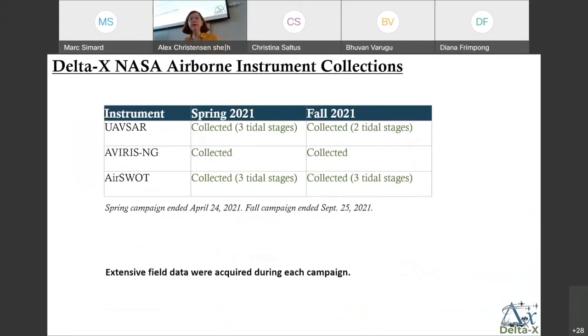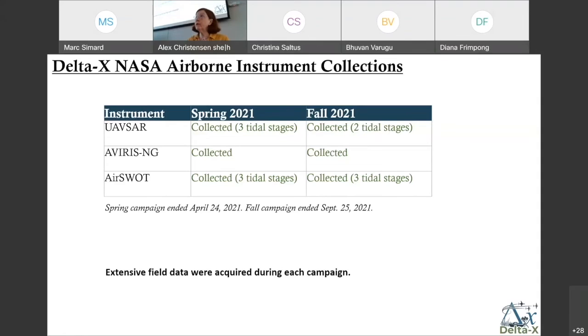So as Mark said, we collected data from 2 campaigns, the first in spring of 2021 and the second in fall. In the spring, we collected 3 different tidal stages. The idea was that you have high discharge, and so you have more water flowing across the landscape. And so there was interest in getting both low tide, high tide, and intermediate tides.